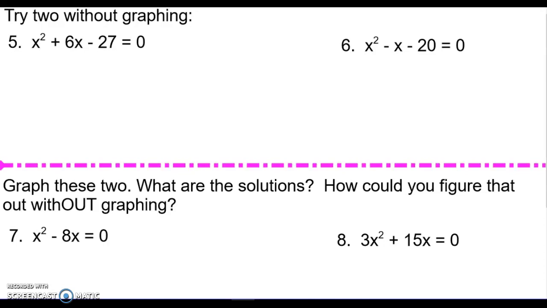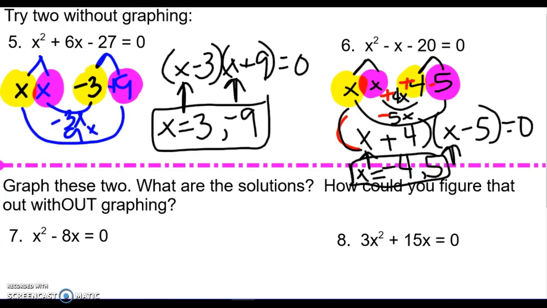So you try it and then come back in a moment and check. All right, hopefully you came up with number 5. The first one was x equals 3. The second one was negative 9 and 3. It doesn't matter which order you get them in. And then number 6, it should be negative 4 and positive 5.